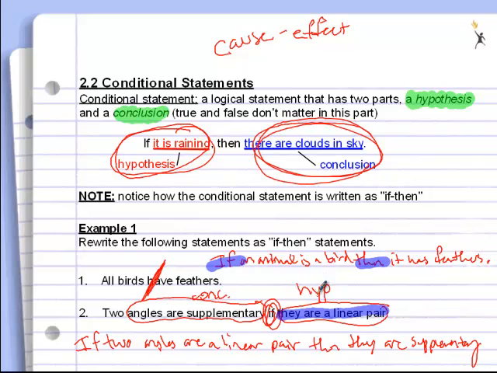Again, identify the hypothesis and the conclusions. Now this one already has the if in place. That helps us identify the hypothesis and the conclusions, but we actually have to write it as an if-then statement. If two angles are a linear pair, then they are supplementary.